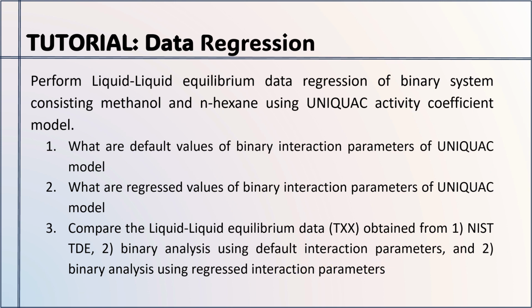So for this exercise, you need to define two components including methanol and normal hexane, define the property method as UNIQUAC, and see the values of binary interaction parameters. Then retrieve the experimental data of liquid-liquid equilibrium of this mixture and perform regression using the same UNIQUAC model and view what are the binary interaction parameters obtained through regression. Once this is done, you are asked to compare the liquid-liquid equilibrium data obtained through binary analysis with default interaction parameters and regressed parameters with the NIST thermodata engine. So let's switch to Aspen Plus and perform this exercise.